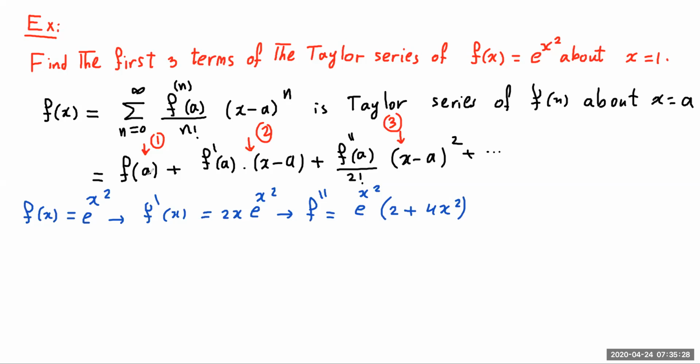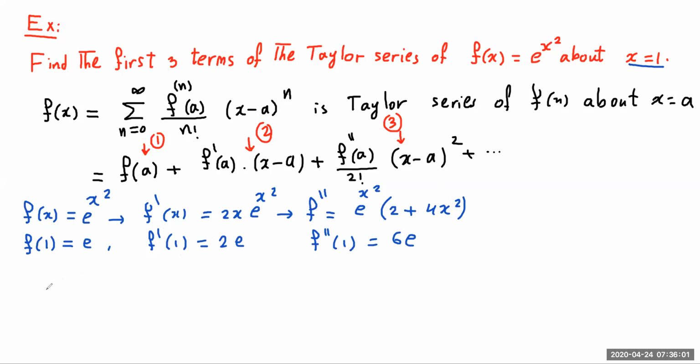Now let's go back to our number 1. I have here 1. So let's calculate f(1). f(1) is e. What is the derivative of f at 1? It's 2 times e. What is the second derivative at 1? It's e times 6, so 6e. So let's go back and write the final answer here in red.